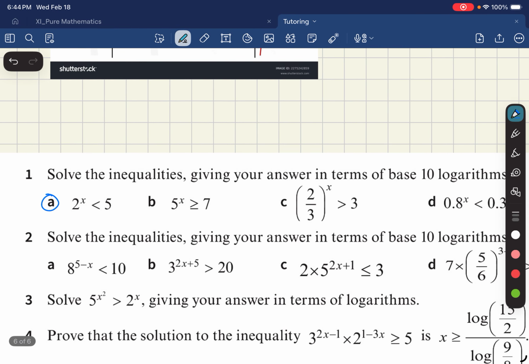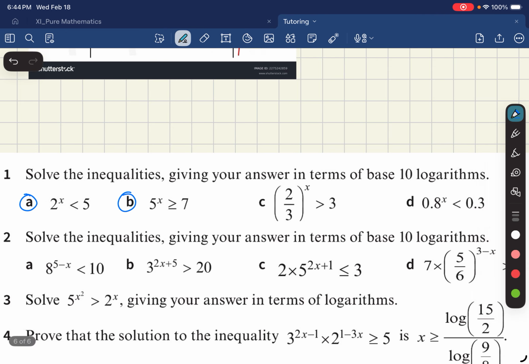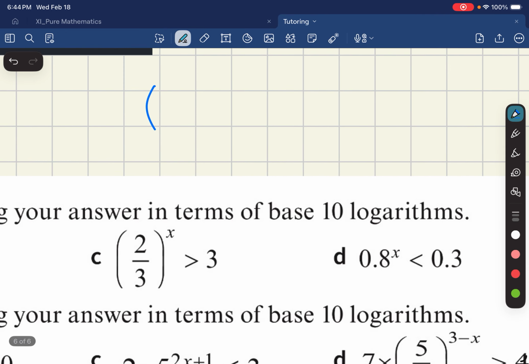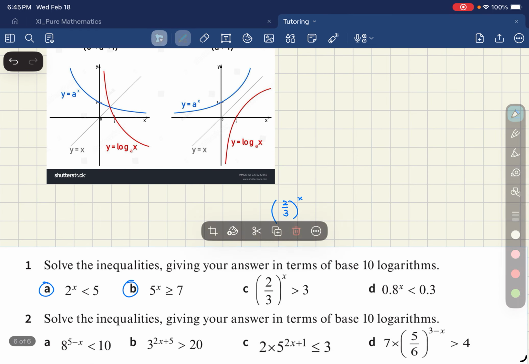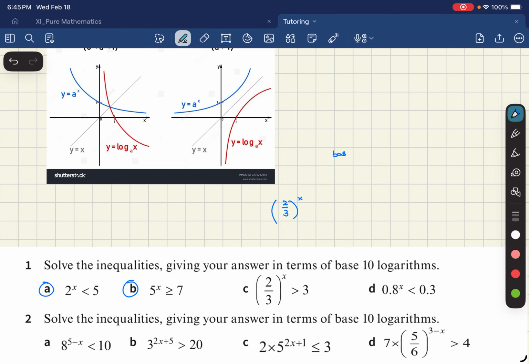And now you can solve B in the same way. So let's go to C. If you have 2 over 3 to the power x, now your base is less than 1 because 2 over 3 is less than 1. So we're going to look at these graphs.